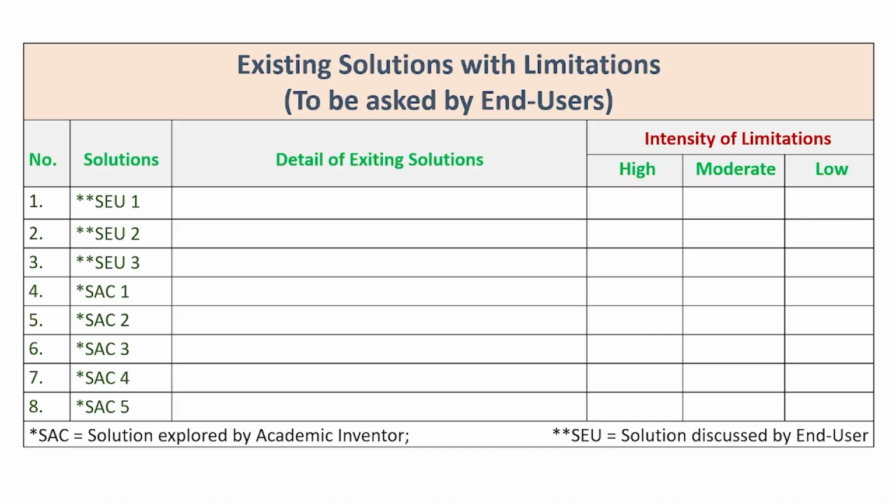Now suppose as an academic inventor, you are looking at certain solutions which in your preference have a very high intensity of limitation, and your end user or your interviewee is also giving you the same information. Now suppose SEU3 is codified as moderate, and suppose SAC4 is codified as low, and suppose SAC has been codified as high. The purpose here is to quantify the information that we have already gathered through a qualitative analysis.